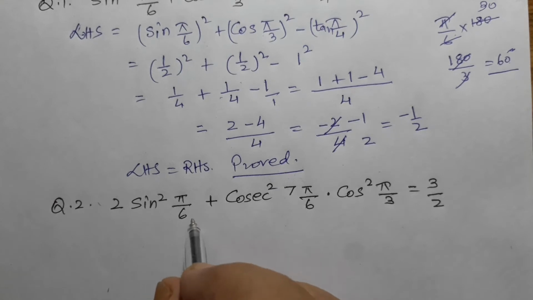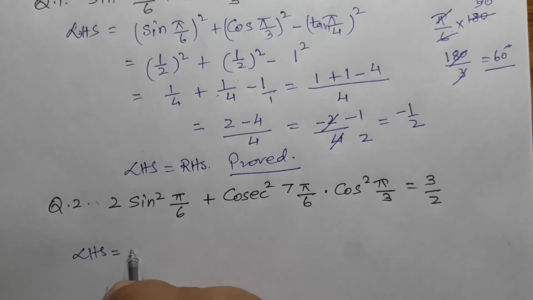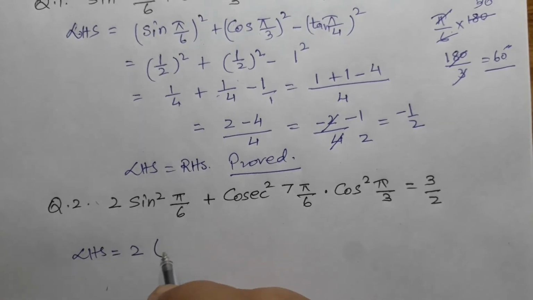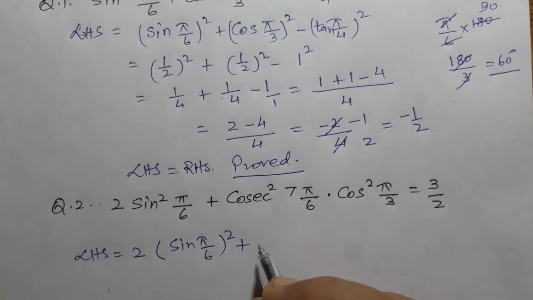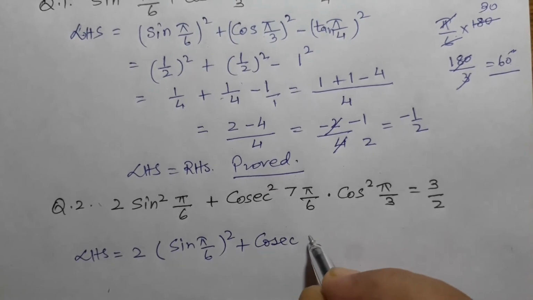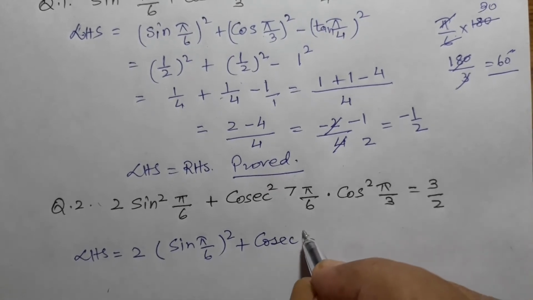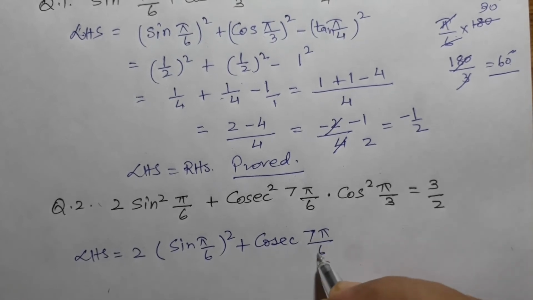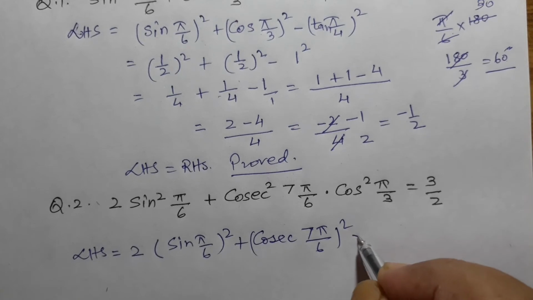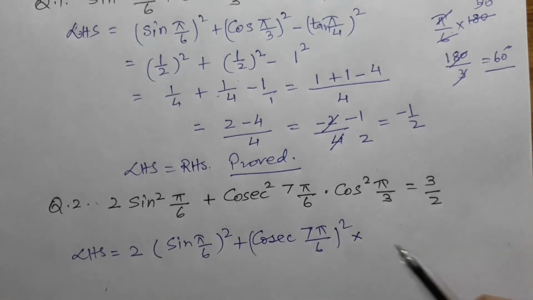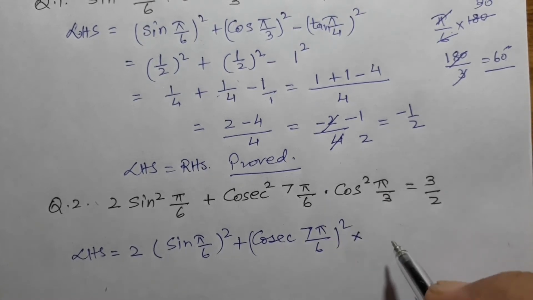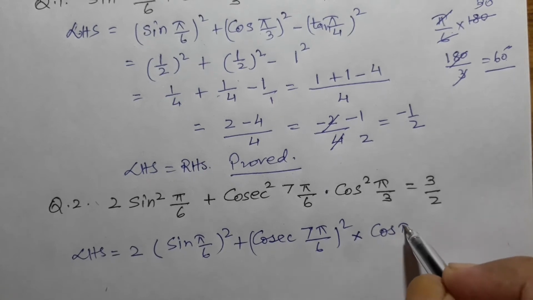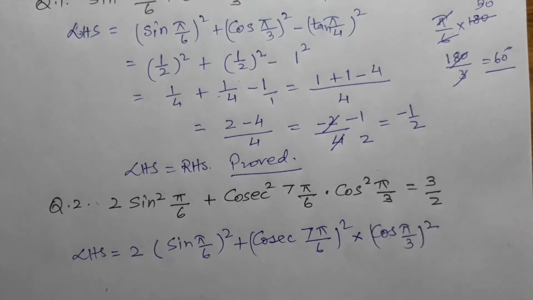Second question is 2 sine square pi by 6 plus cosec square 7 pi by 6 into cos square pi by 3. By seeing this 2, we should not be afraid. We should write LHS. 2 will remain here and it will be sine pi by 6 whole square plus cosec 7 pi by 6 whole square into, write into because the dot is very small, sometimes it is overlooked, so we are giving a multiplication sign at the place of dot, cos pi by 3 square, right?